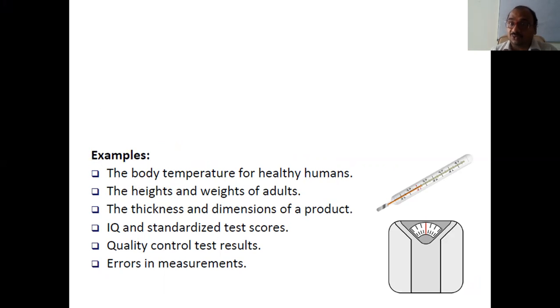Weights, heavy weights, sumos, Japanese sumos, okay. Weights of adults, the thickness and dimensions of a product, IQ and standardized test scores, quality control tests in tablet production. Okay, most of the tablets pass the test. They fit into the curve only. Failure tablets are less, exceptionally good tablets are also very few. Okay, errors in measurements.